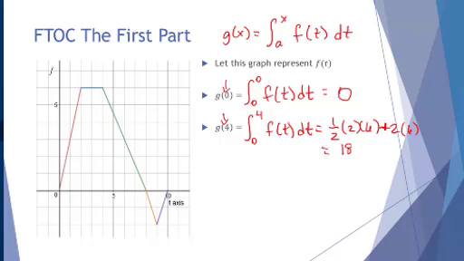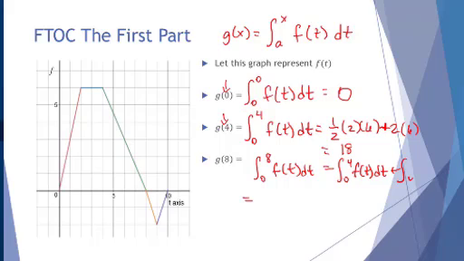Now compare that to a question like g of 8. Again, that is asking us to find the integral from 0 to 8 of f of t dt. Now, by properties of integrals, we should be able to split that to be the integral from 0 to 4 of f of t dt, plus the integral from 4 to 8 of f of t dt.